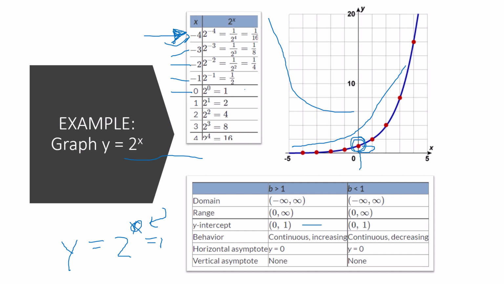The domain is anything that x can be, and x can be any number from negative infinity to positive infinity. But the range with this type of equation is always going to be above your x-axis. So we'll start at 0 and we'll go up to infinity. All right, your horizontal asymptote, remember, is always going to be y equals 0. That's your x-axis. We don't have a vertical asymptote.